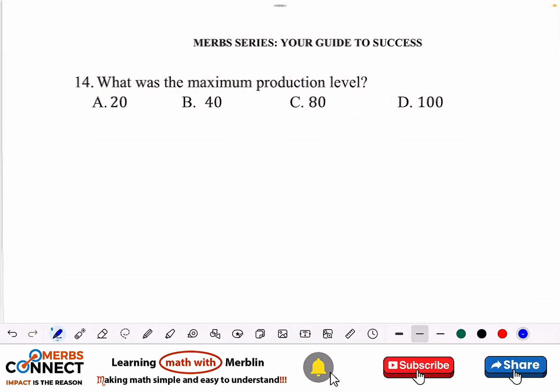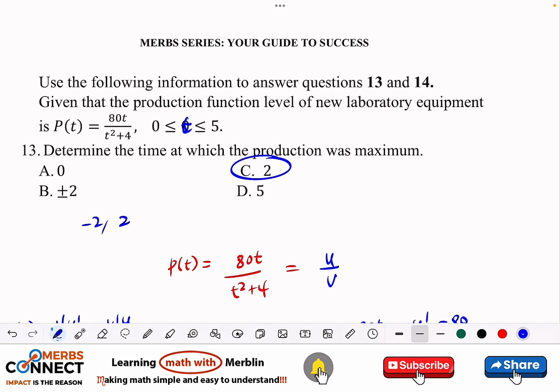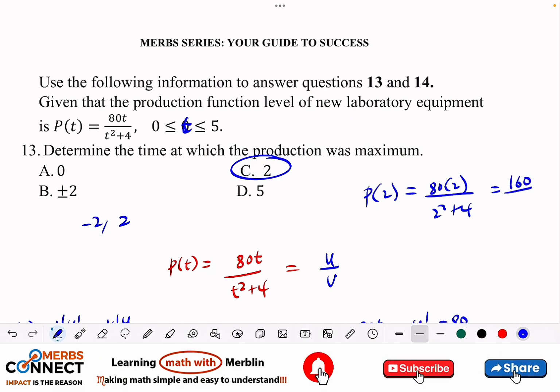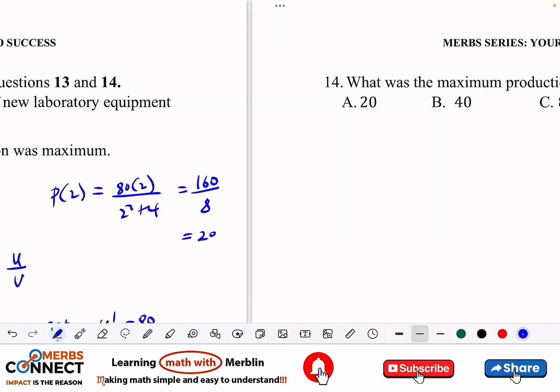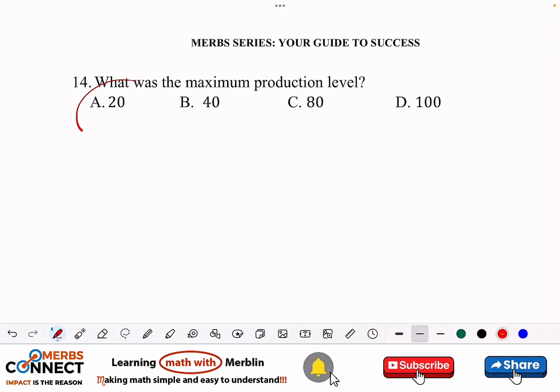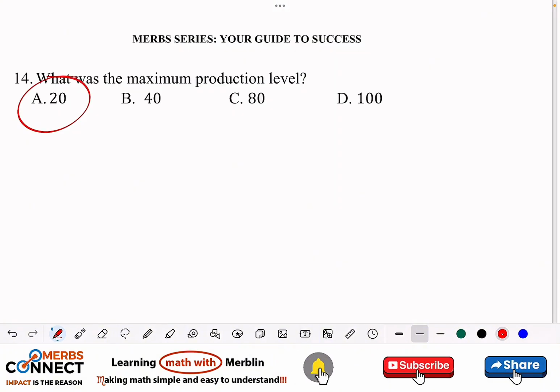And then what was the maximum production level? Now we are getting this one to be 2. So plug it inside this and then you are done. So P of 2 will be equal to 80 times 2 divided by 2 squared plus 4. This is 160 divided by 8. 8 goes into 16 twice, so 20. Right, good. So we are going to have this one. So this is giving us A.